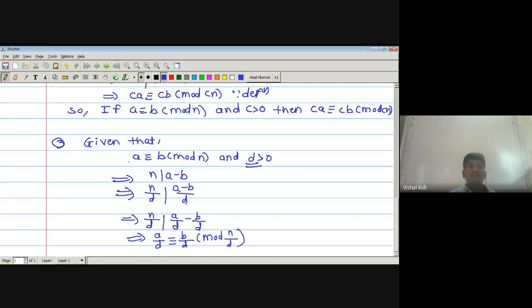Therefore, if A is congruent to B modulo n and D is an integer greater than 0 which divides all the integers A, B and n, then A upon D must be congruent to B upon D modulo n upon D.